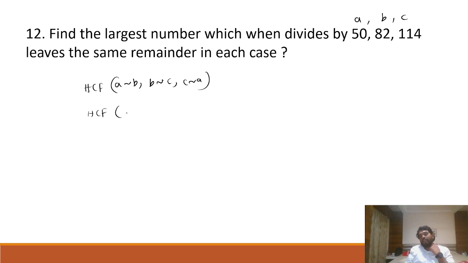Okay, the difference of 50 and 82 is 32. The difference of 82 and 114 is 32. And the difference of 50 and 114 is 64. So what is the HCF of 32, 32 and 64, guys? It is 32. This will be your answer.